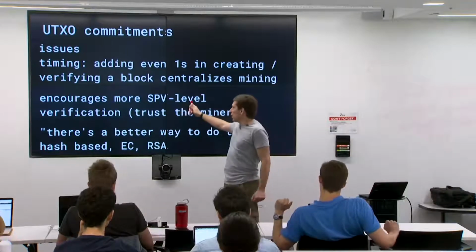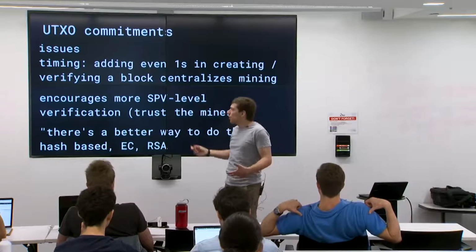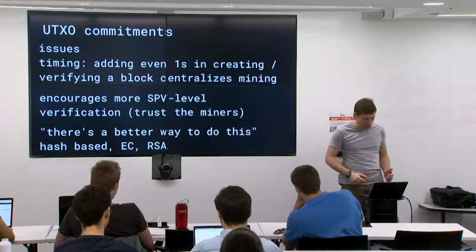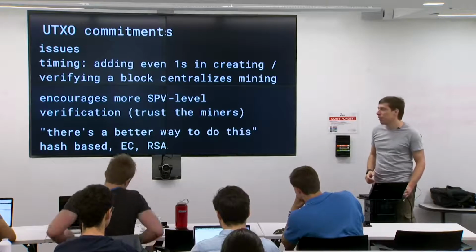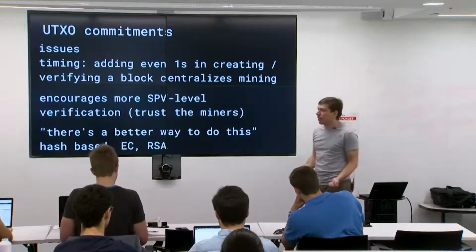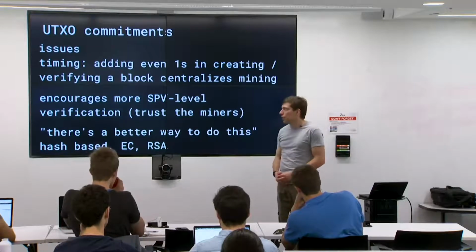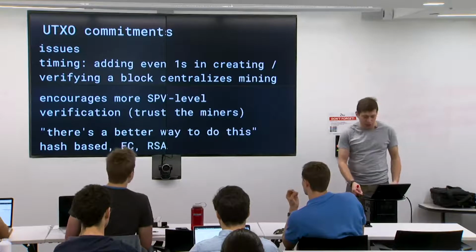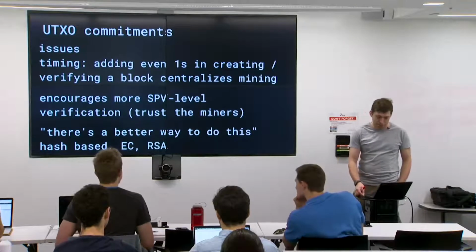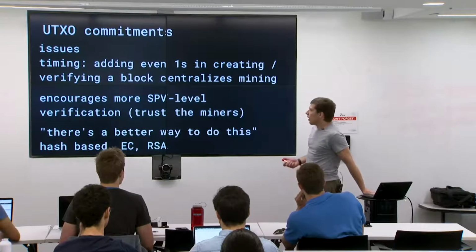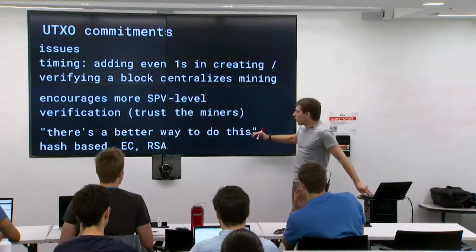Another issue is it does encourage more SPV level verification, where you can see that a lot of people will now use this method to not run a full node. Because they're like, well, I can just get these compact proofs for all UTXOs, whether inclusion or non-inclusion, so why run a full node? I don't need to verify it because other people are. You don't really want to encourage that because there's so much of that already. Also, the biggest issue is probably that there's got to be a better way to do this.